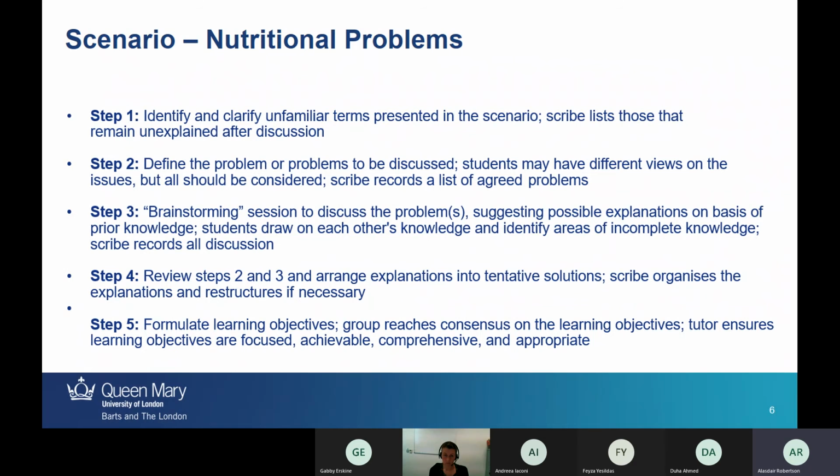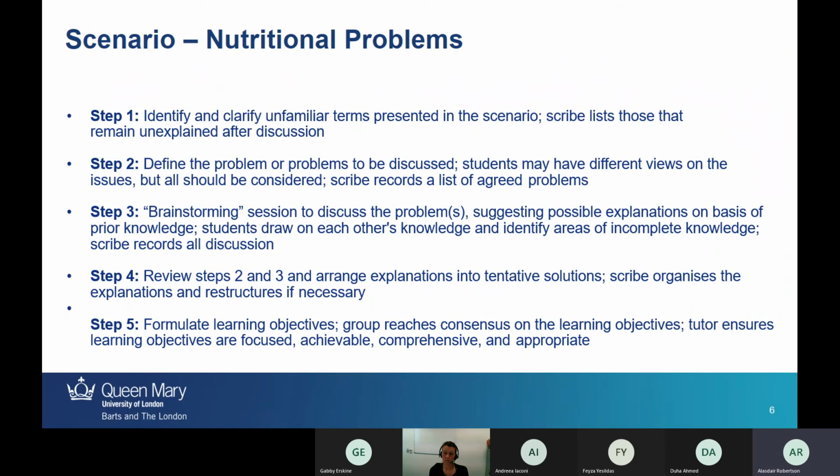And then before the end of that PBL, they would formulate their own learning objectives. And there would have to be a consensus on what the learning objectives should be. So they should be focused, achievable, comprehensive, and appropriate for that scenario. So after all of this, students would then go on and do their own research.